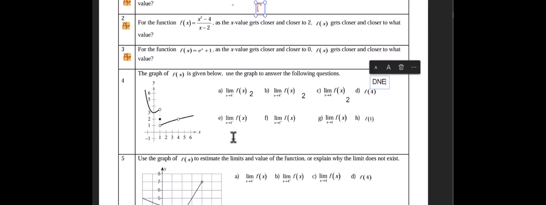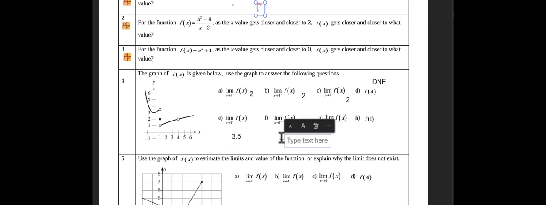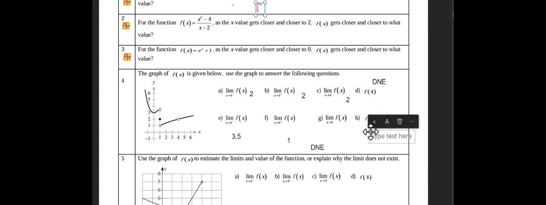The limit as x approaches 1 from the left looks like it's about 3.5 maybe. And as x approaches 1 from the right, it appears to be 1. What is the limit as x approaches 1? It does not exist, because the limit from the left and the limit from the right are not the same. When the right and left hand limits are not the same, it does not exist. Even if f of 1 exists, which it does here, it is 2.